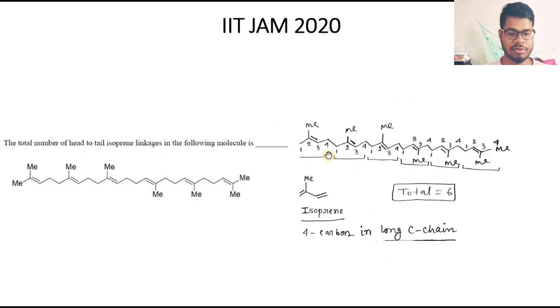Whatever, this is a very easy question. You just need to know the formula of isoprene. The question is how many isoprenes are there to form this complex. The formula of isoprene is this, so that means 4 carbons in the chain.